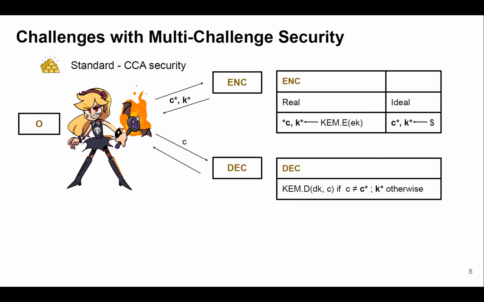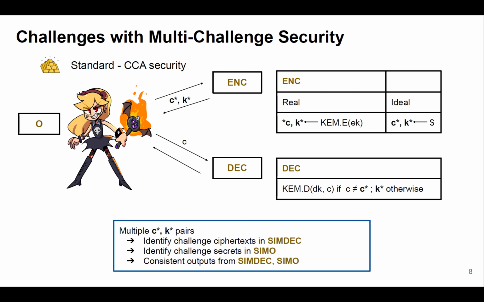To prove the security of this game, we need to write out a reduction that simulates these oracles for the adversary. When we extend this to the multi-challenge setting, note that there are multiple challenge ciphertext key pairs. This means that to accurately simulate the DEC oracle, the reduction now needs to remember all these challenge ciphertext key pairs, which inherently makes it not memory tight. Additionally, the reduction also needs to identify challenge secrets in a random oracle simulation. We will shortly get to what we mean by challenge secrets. Finally, the reduction needs to ensure that the outputs from DEC and O are consistent.